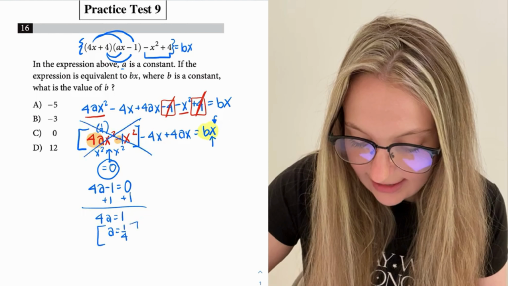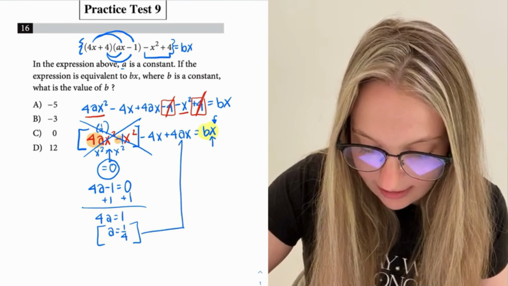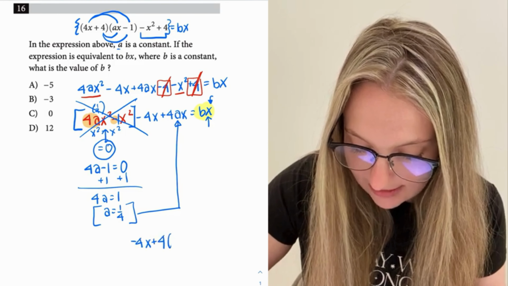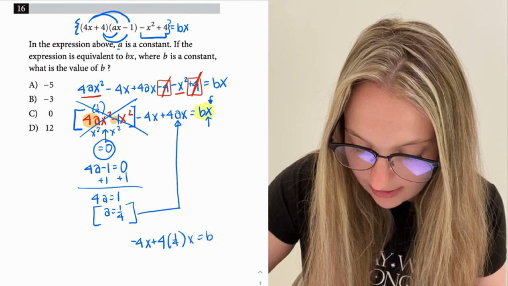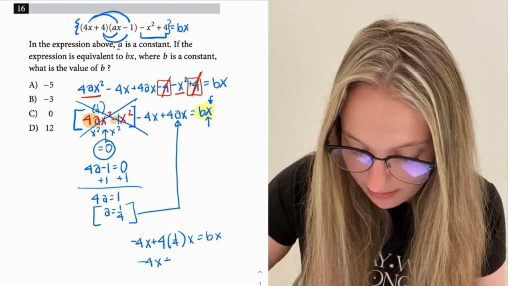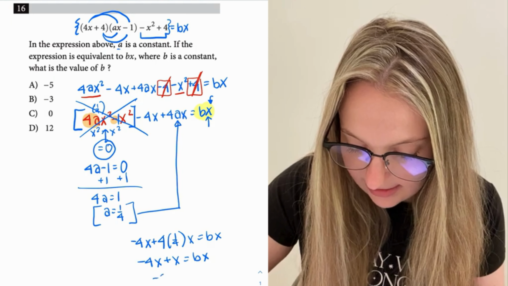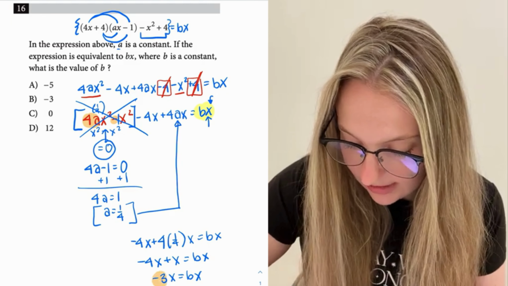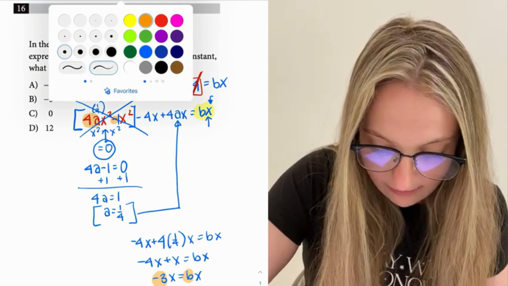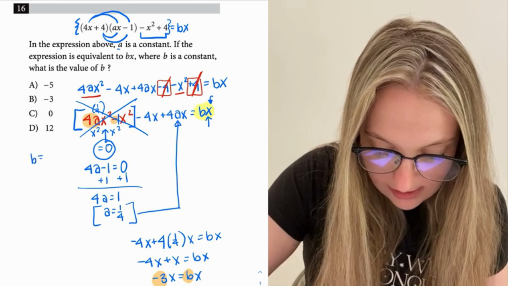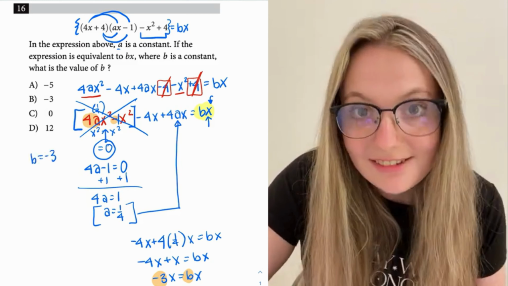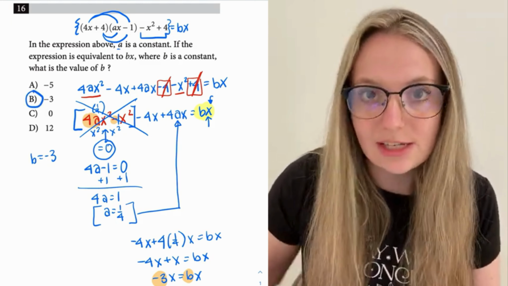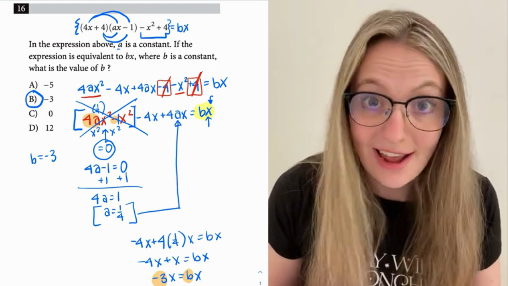So now that we know that a is equal to 1/4, we can go ahead and plug that in right up here. So we have negative 4x plus 4 times 1/4 x is equal to bx. So that's negative 4x plus x is equal to bx. That gives us negative 3x is equal to bx. So just matching up the equations on both sides, we have that b is equal to negative 3 as our answer here. So if b is equal to negative 3, that makes choice B, ironically, correct. So there we go. It's just about breaking it down, seeing what it's equal to, removing any terms that can't be there, and that's the end of it.